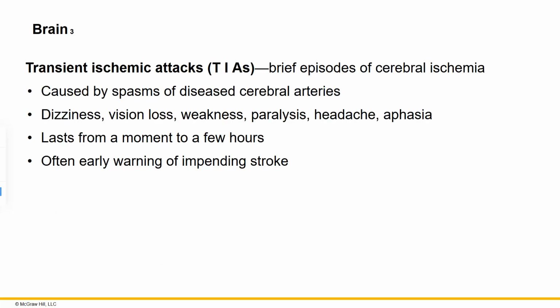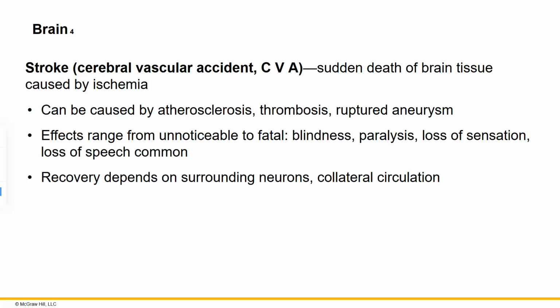Transient ischemic attacks, brief episodes of cerebral ischemia caused by spasms of cerebral arteries: dizziness, vision loss, weakness, paralysis, headaches, aphasia. Lasts from a moment to a few hours, often an early warning of impending stroke. And a stroke, also known as a cerebral vascular accident, a sudden death of brain tissue caused by ischemia, can be caused by atherosclerosis, thrombosis, or a ruptured aneurysm. Effects range from unnoticeable to fatal. Recovery depends on the severity.